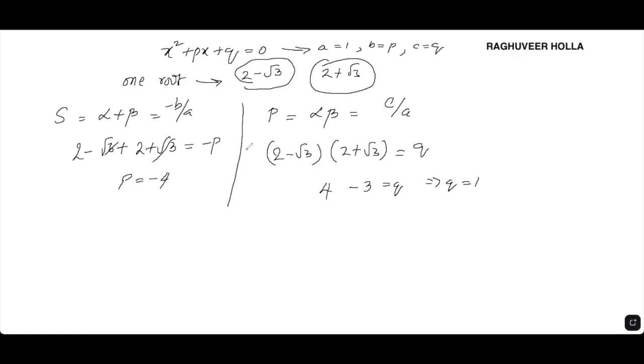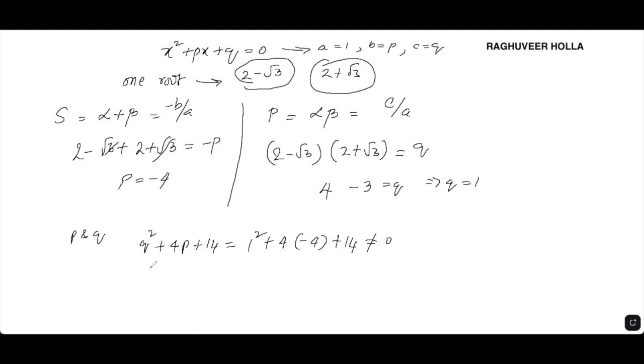Let us substitute the p and q values for the given first choice, which is q square plus p square plus 14. Q is 1, so q square is 1 square, and 4 into minus 4 plus 14, which is not equal to 0. So it does not satisfy the equation.